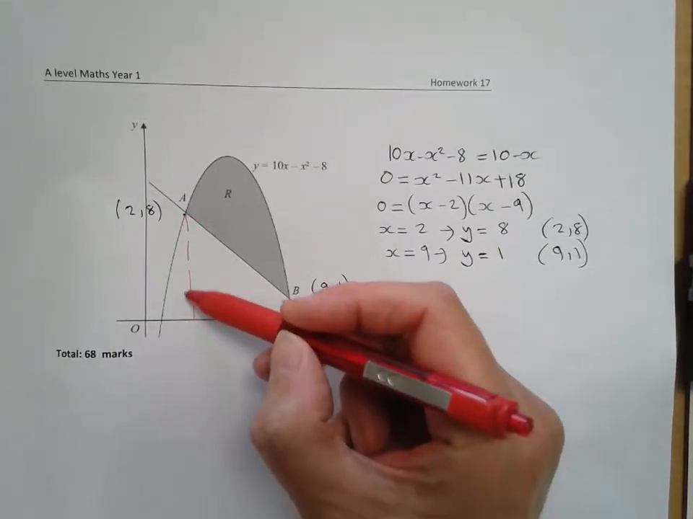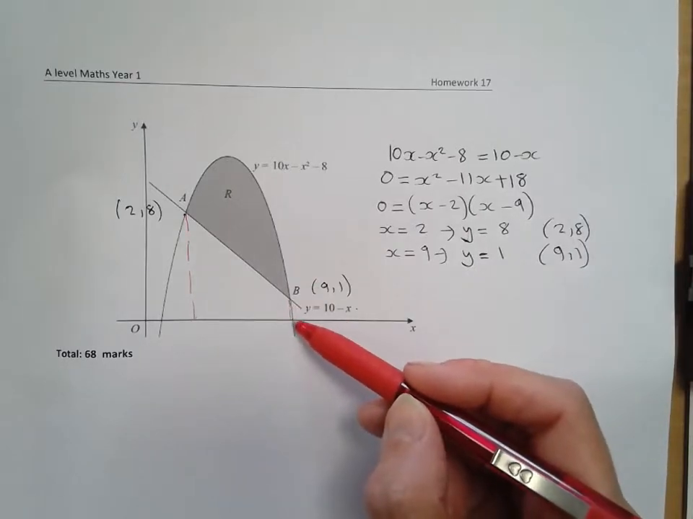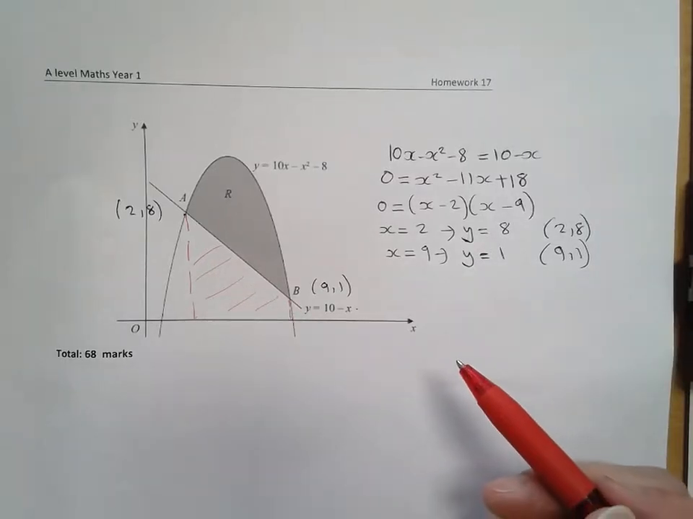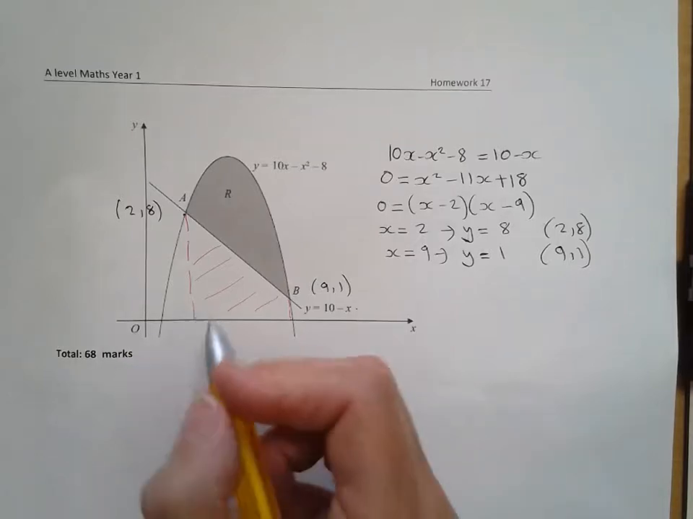If I can get the whole area underneath that curve, between A and B, right to the axis, I can take away this area of the trapezium here that I'm shading now, then I'm going to be left with region R. So the first thing I'm going to do is get the area of the trapezium.